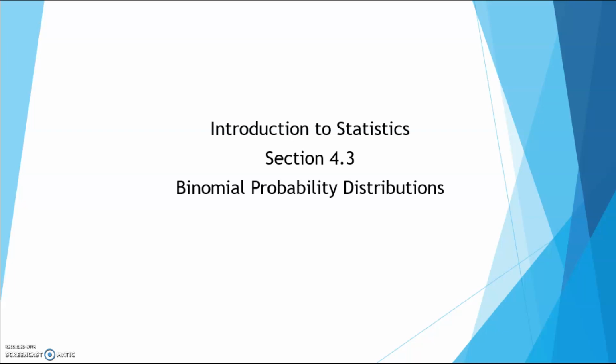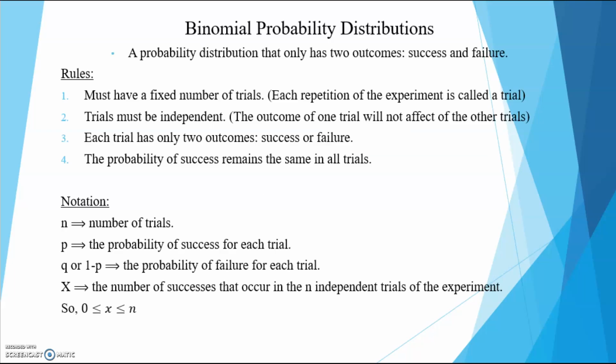Okay, if we look at section 4.3, we're talking about the binomial probability distribution. Within this type of distribution, you're only going to have two outcomes since it's a binomial distribution, and it's either going to be a success or a failure. And usually the person who's conducting the experiment or getting the data will say a success to us would be this, and a failure to us would be that.